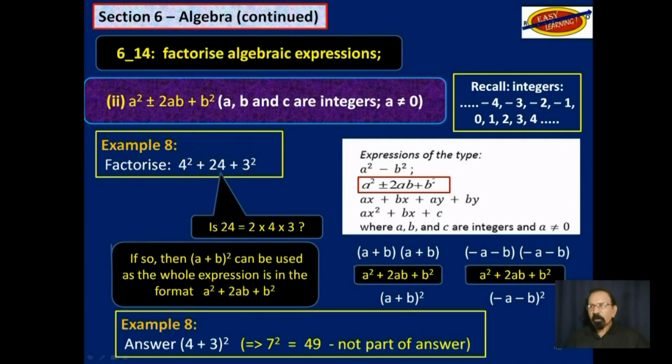Now, so example 8, if you want to factorize this, 4 squared plus 24 plus 3 squared, because all of these are plus, and you could see a 2 times 4 times 3 there, then it is 4 plus 3 squared. You don't have to work it out like that. This is factorizing that expression up there.